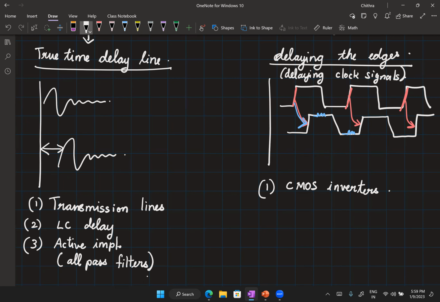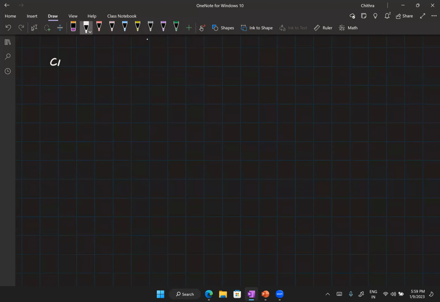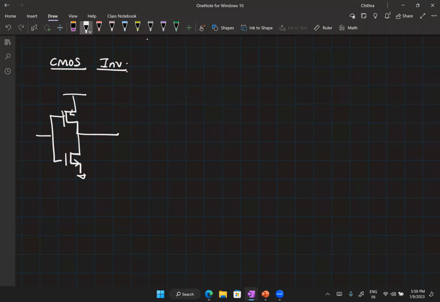Okay, so now we have to do a recap of CMOS inverters. So we'll quickly do a recap of CMOS inverters, establish notations related to rise time, fall time, propagation delays, etc., and calculate the delay. So a CMOS inverter consists of a PMOS and an NMOS connected in this fashion. This is the input, this is the output, and this is the symbol for a CMOS inverter.